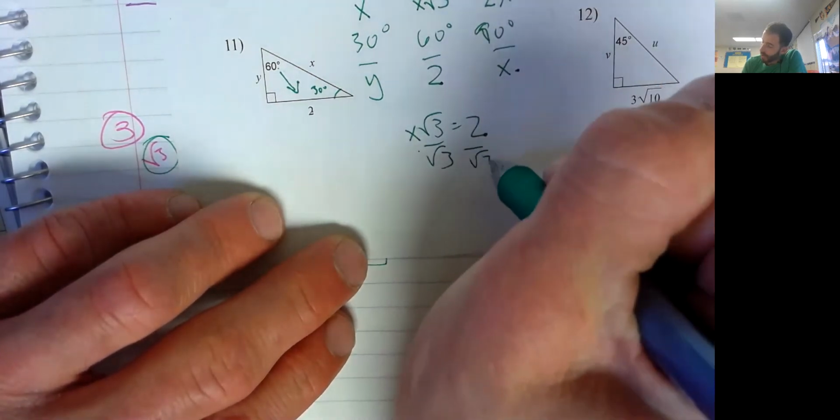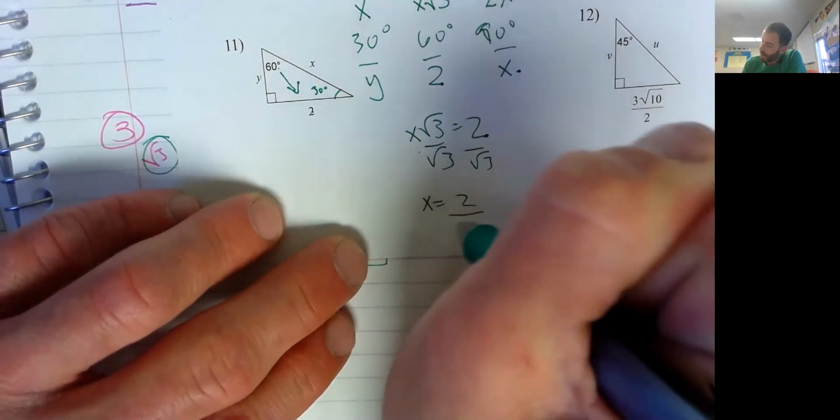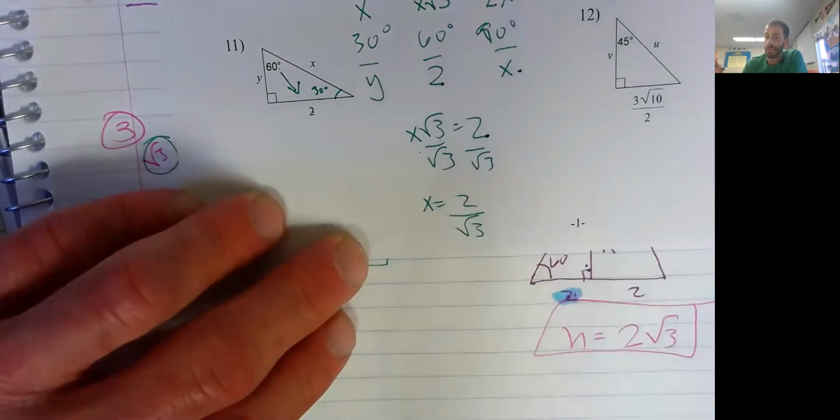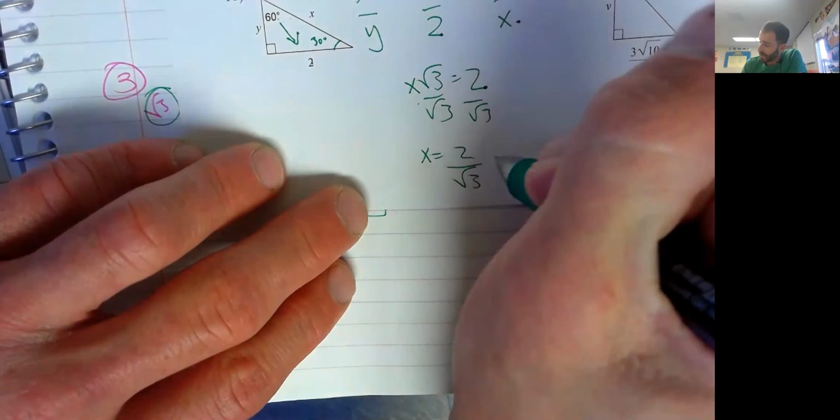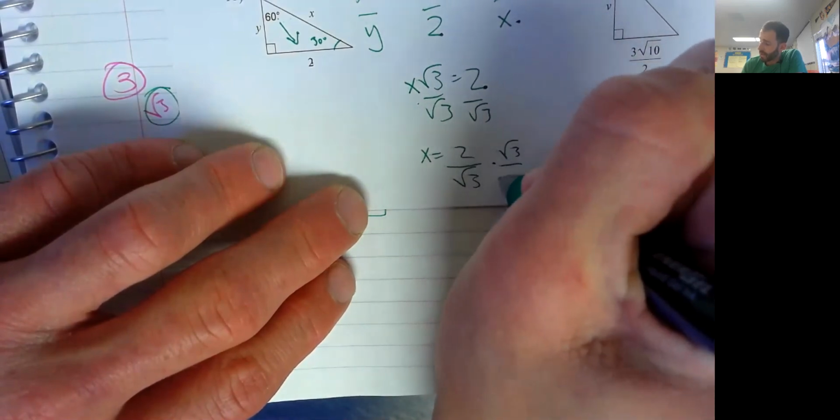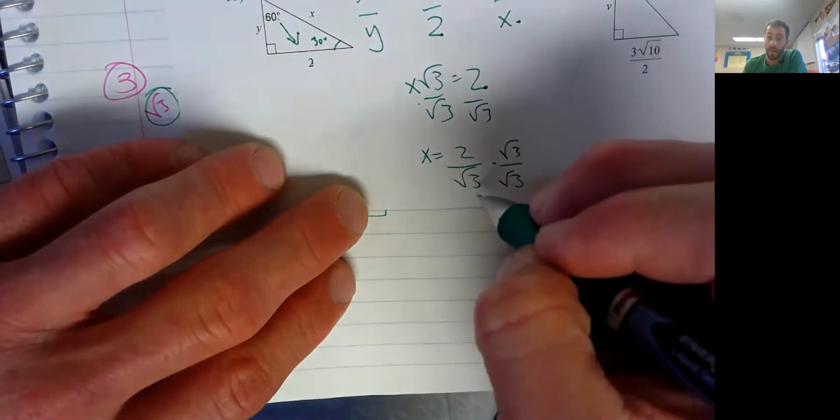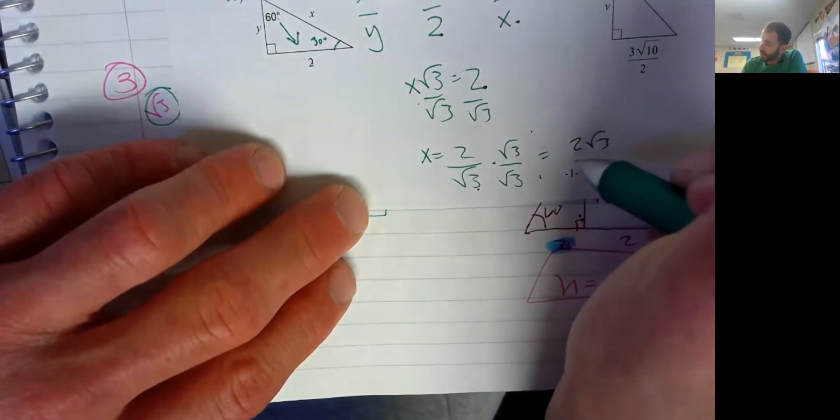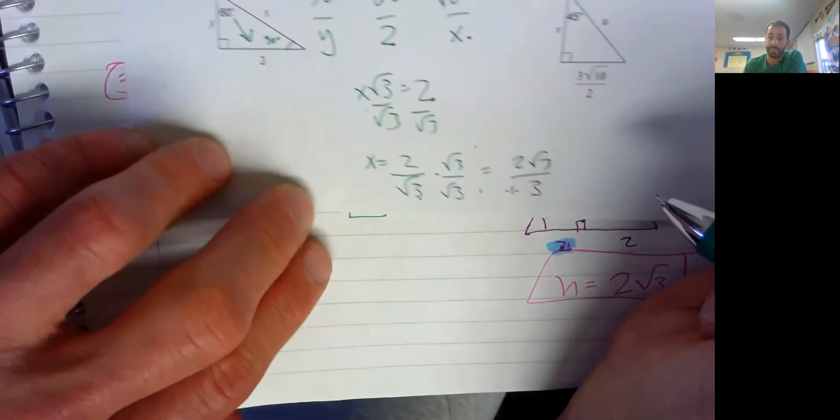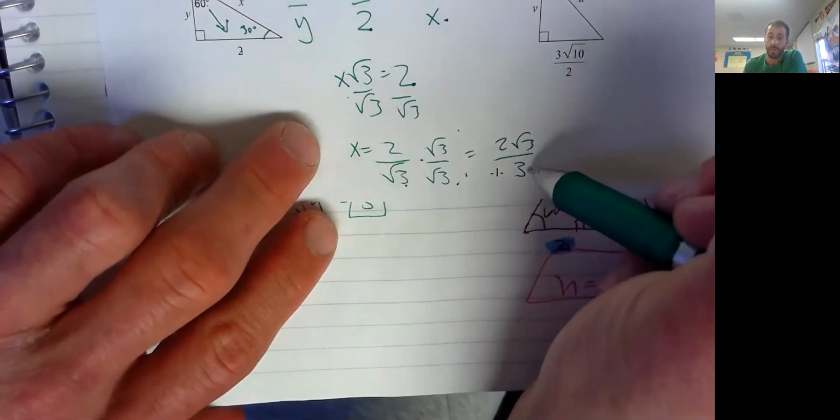We divide by rad 3. Ooh, and then do you remember from that beginning of the chapter video that I made? We're not allowed to have a radical in the denominator. So I got to multiply by rad 3 over rad 3, right? I got to multiply by the denominator over itself. 2 rad 3 over 3, right? Rad 3 times rad 3 is 3. 2 rad 3 is 2 rad 3.